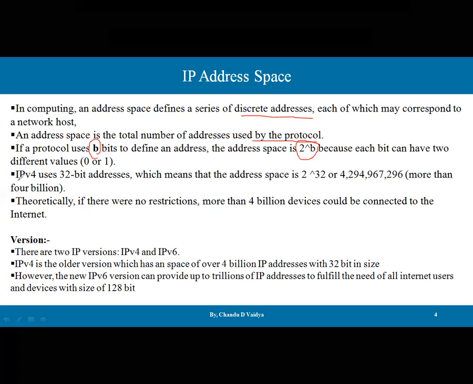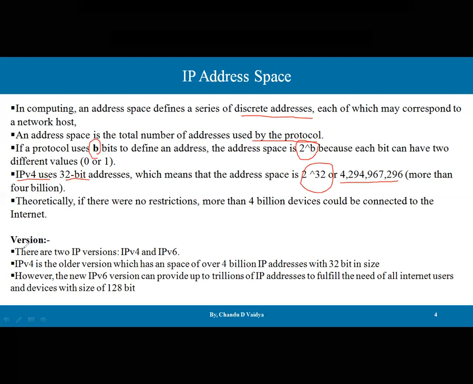So we take the example of IP version 4, which is 32 bits in size. So the space will be 2 to the power 32, which is more than 4 billion values. This is the address space. This many addresses can be given to computers, except for the special addresses. Theoretically, if there were no restrictions, more than 4 billion devices could connect to the internet.